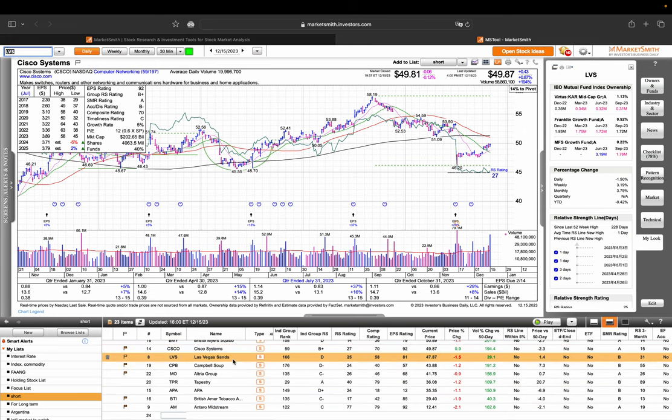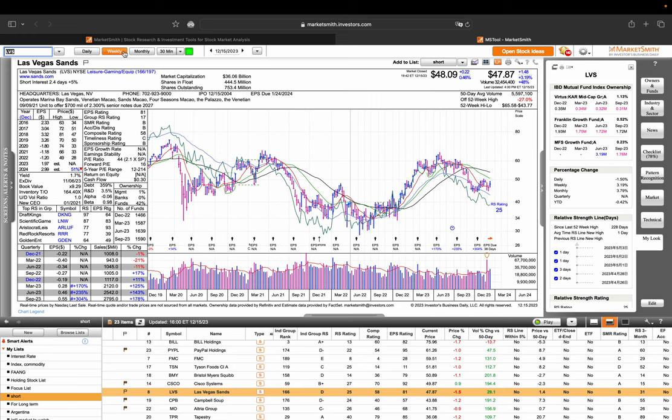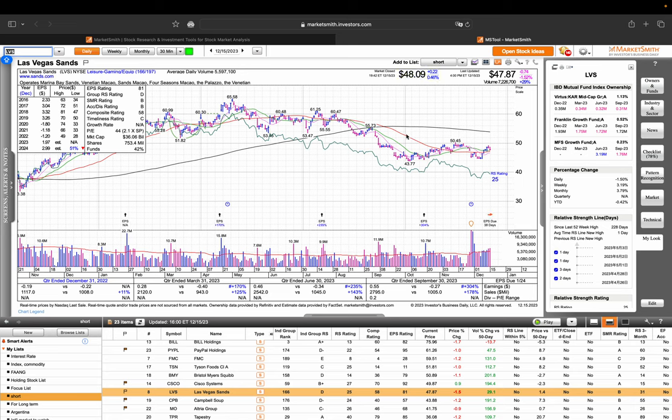Las Vegas Sands. Well, it's in a downtrend now, but it's sort of going sideways. But look at the numbers. The numbers are very strong fundamentally. And I go to the daily chart. Okay, drops, goes high. This is kind of going sideways. I shouldn't touch it. Let's go next.